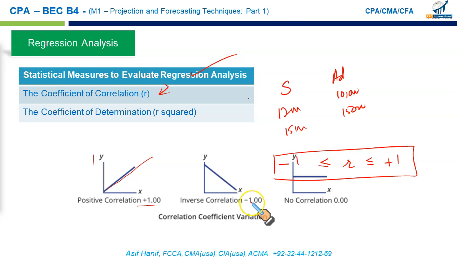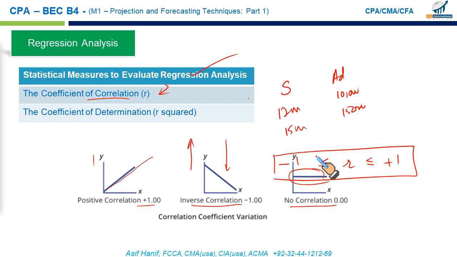And if the R is -1, that means the two variables are perfectly negatively correlated. If one goes up, the other goes down. And if R is 0, it means there is no correlation, as you can see in this line. So if R is closer to +1 or -1, it becomes easier for us to predict the dependent variable using the independent variable. So the coefficient of correlation basically measures the strength of the linear relationship between the independent variable and the dependent variable, right? And as I said, the range is between -1 and +1.